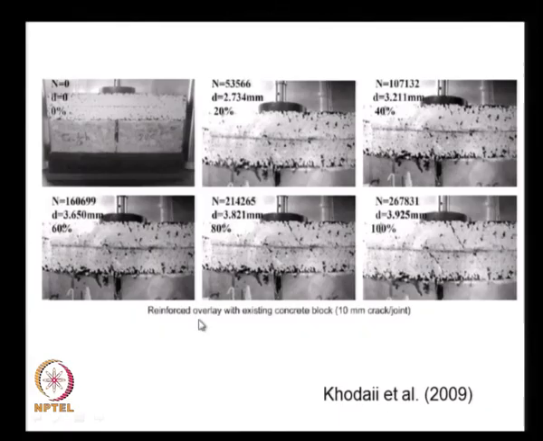This particular result is for the reinforced case over existing concrete block. This is the concrete block, and this is the start of the test when n is 0, and this is the crack that is there. At 20% of the fatigue life there are absolutely no cracks, 40% no cracks, 60% no cracks, and then finally at 100% there are some cracks, and this crack has propagated after 267,830 cycles of loading at a deflection of 3.9 millimeters.